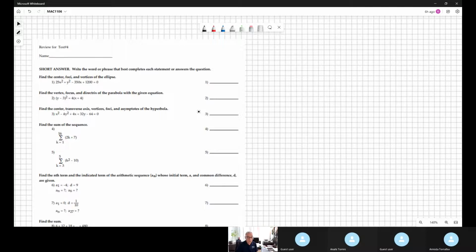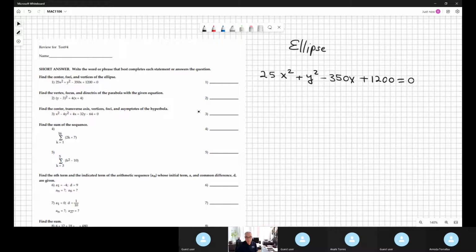Okay, question one says: 25x squared plus y squared minus 350x plus 1200 equals 0. You identify immediately that this belongs to the ellipse. How do you know that?